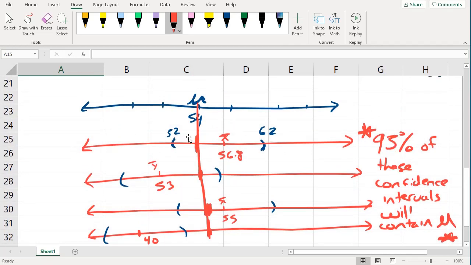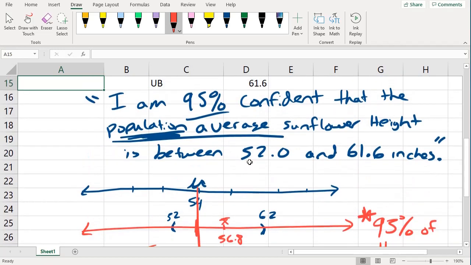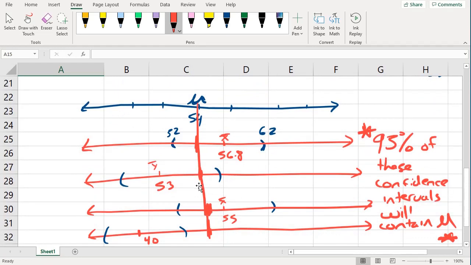So most of these confidence intervals will contain the true population mean mu, which of course is unknown. We don't know which ones contain it and which ones don't. So this confidence interval here, 52 to 61.6, likely contains the population mean mu, but it may not. But what I can say is that if I were to do repeated sampling, 95% of the confidence intervals will contain that population mean mu. Okay?